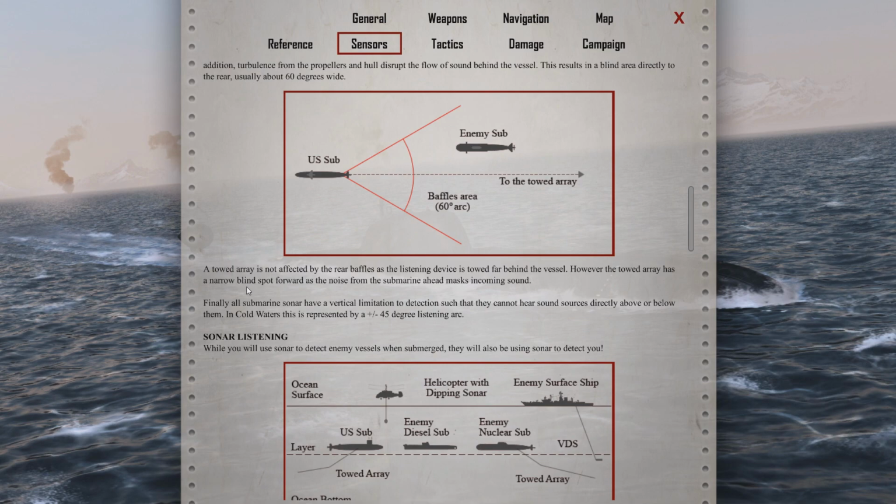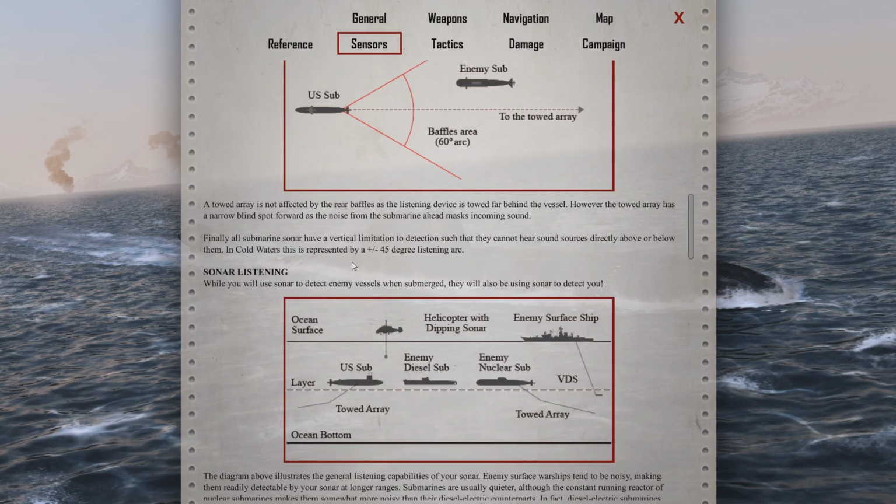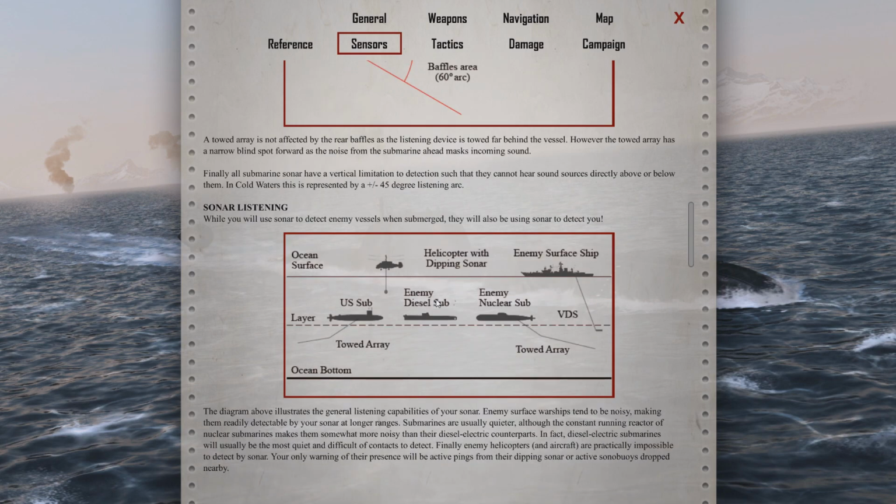Finally, all submarine sonars have a vertical limitation to detection such that they cannot hear sound sources directly above or below them. In cold waters, this is represented by a plus or minus 45 degree listening arc. Sonar listening. While you use sonar to detect enemy vessels when submerged, they also will be using sonar to detect you.